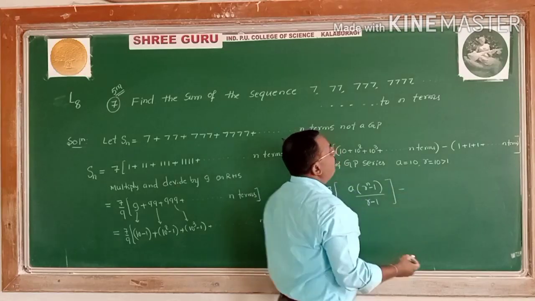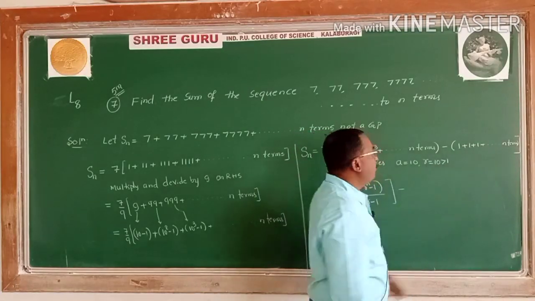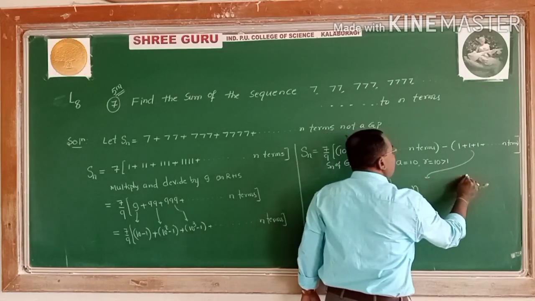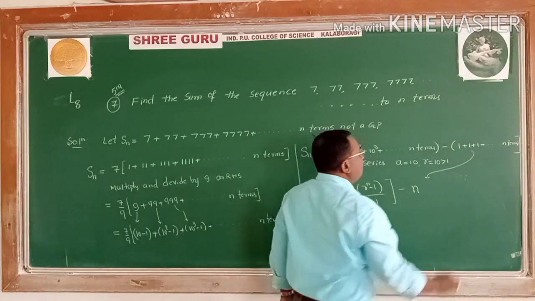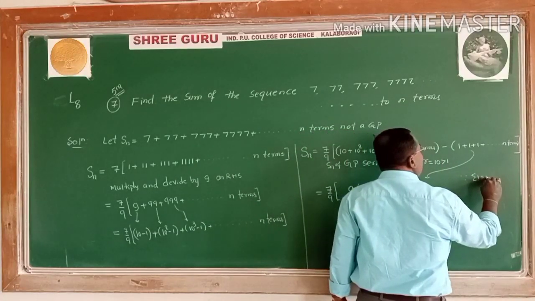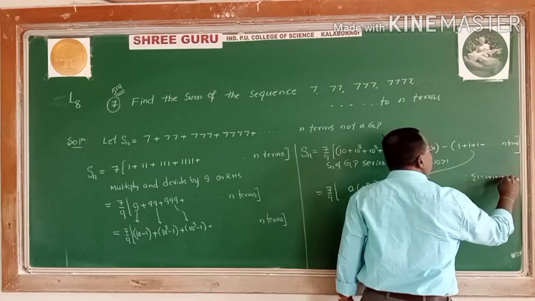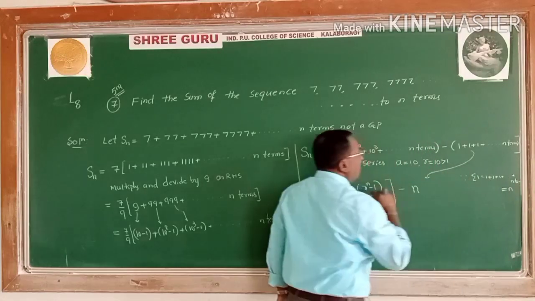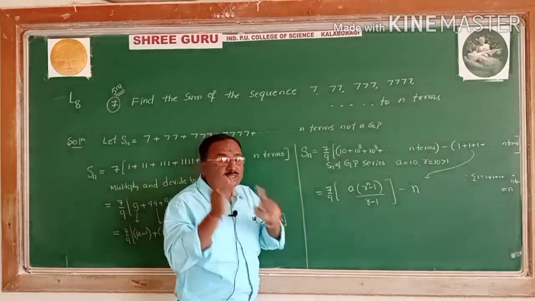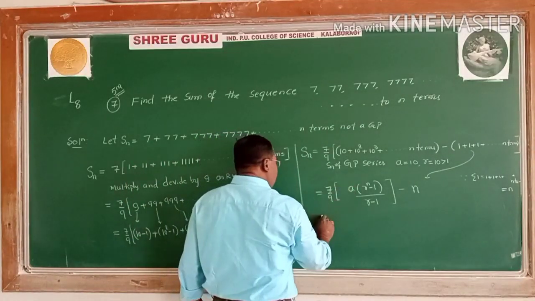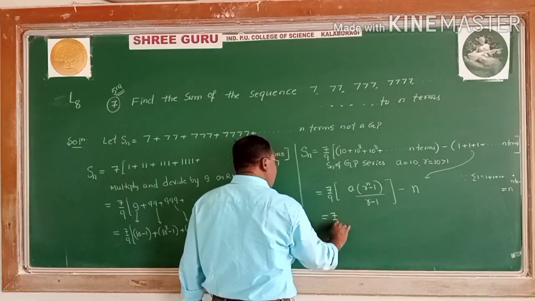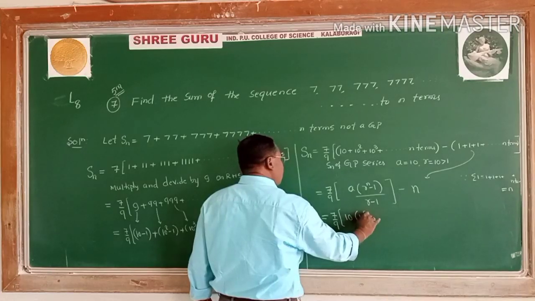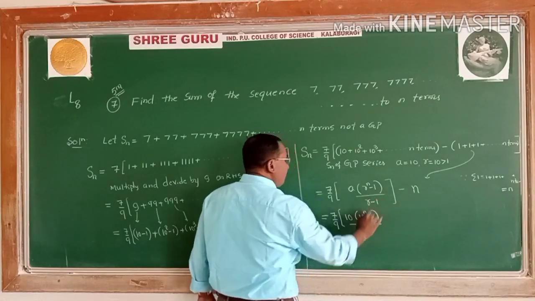This is the formula. Next, minus 1 plus 1 plus 1 plus 1 and so on, this complete series is n, because in the first class note, the summation of 1 plus 1 plus 1, n times, is equal to what? N. Understood? The sum of ones is N. Substitute the A value and R value. 7 by 9. A is 10, the common ratio is 10, so 10 to the power n minus 1 divided by 10 minus 1, minus N.